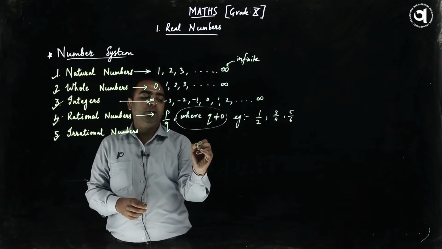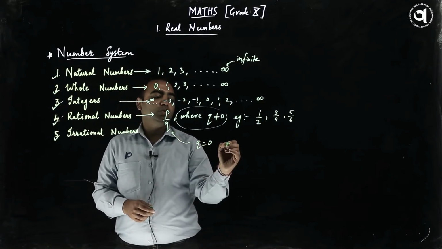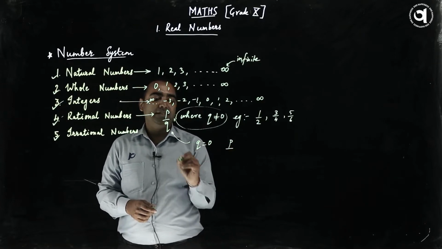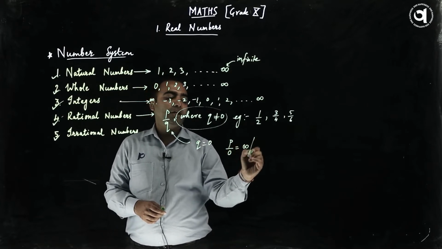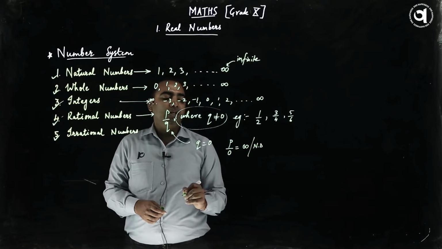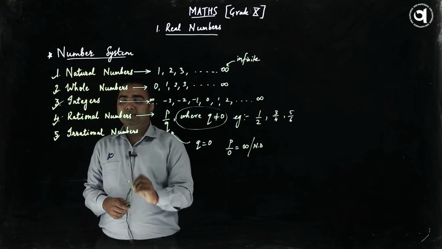Now what will happen if this condition is not given? If q equals 0, what will happen to this rational number? It will go into an infinite loop. For example, if I keep p upon 0, the answer is always infinite, or we can say not defined. So the condition should be there that q should not equal 0.